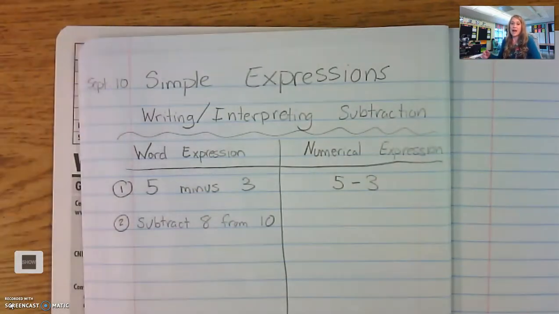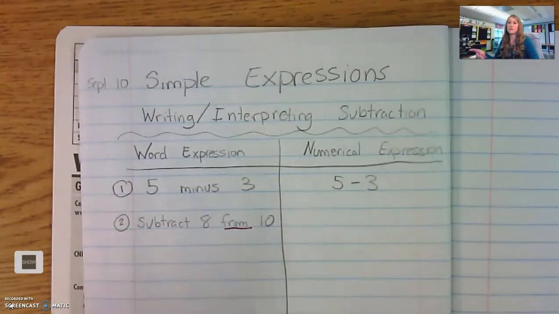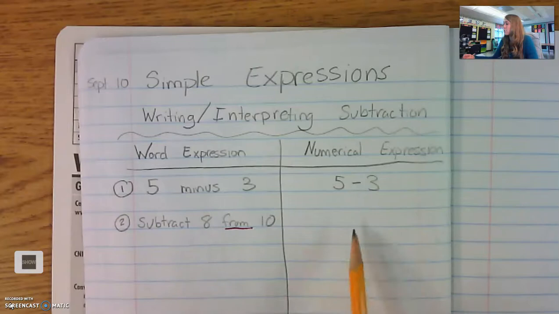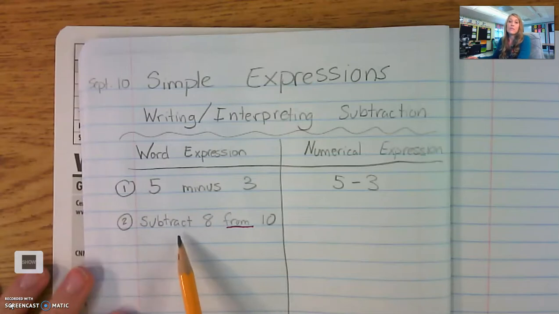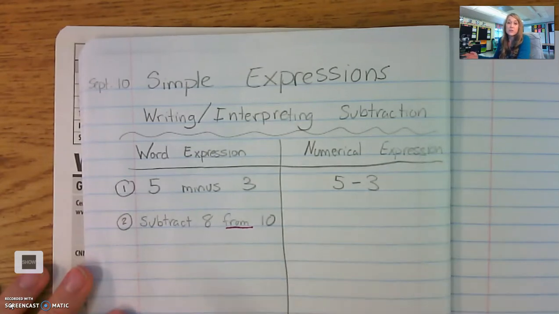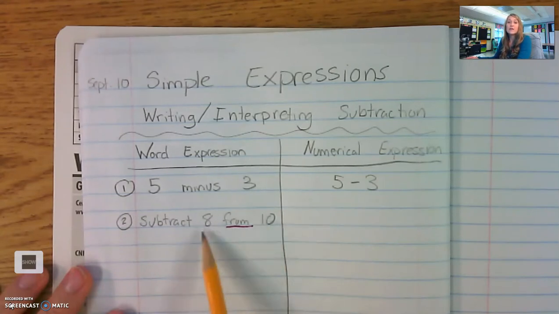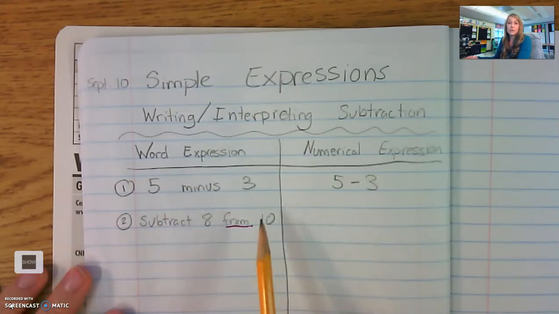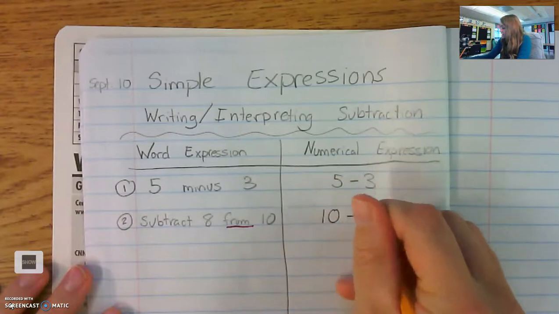Anytime we see that from when talking about subtraction, that's a key word there. It tells me that my numerical expression is going to be written backwards from the way that I say it. In the way that we say it, subtract 8 from 10, we see the 8 first. But what this is actually telling us is that we're starting with 10 and we're going to take away 8. For instance, if we're talking about money, subtract $8 from $10. Well, you start with the $10 and you take $8 away from you, leaving you with 2. So when we write it as a numerical expression, we would write the 10 first. 10 minus 8.